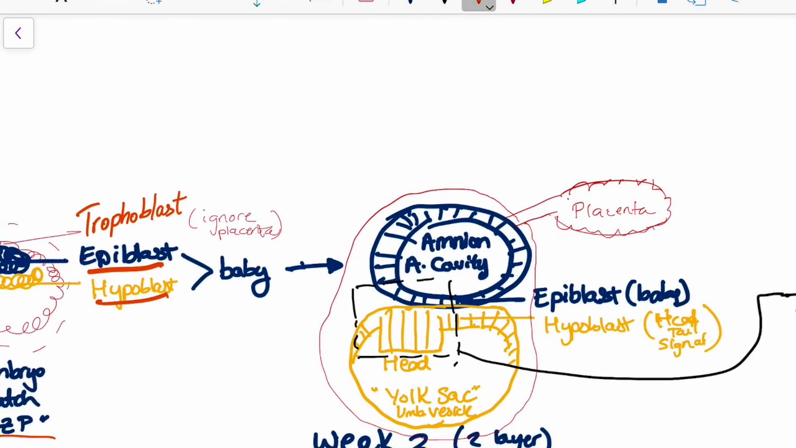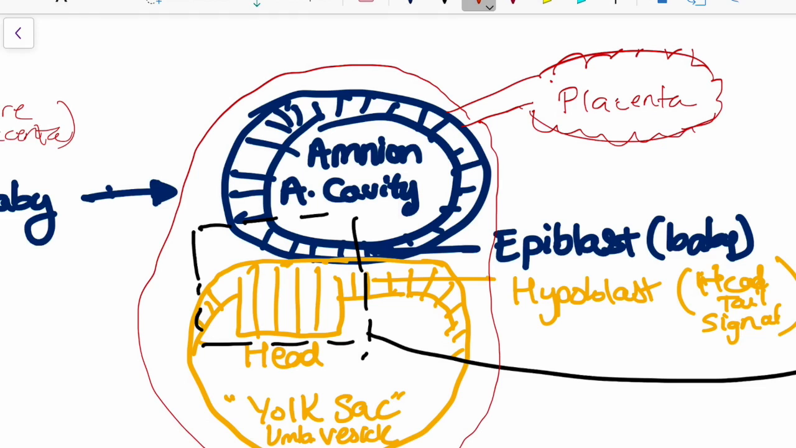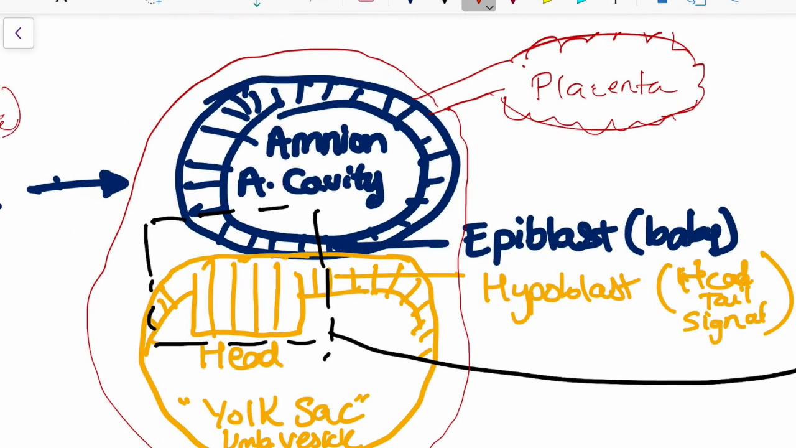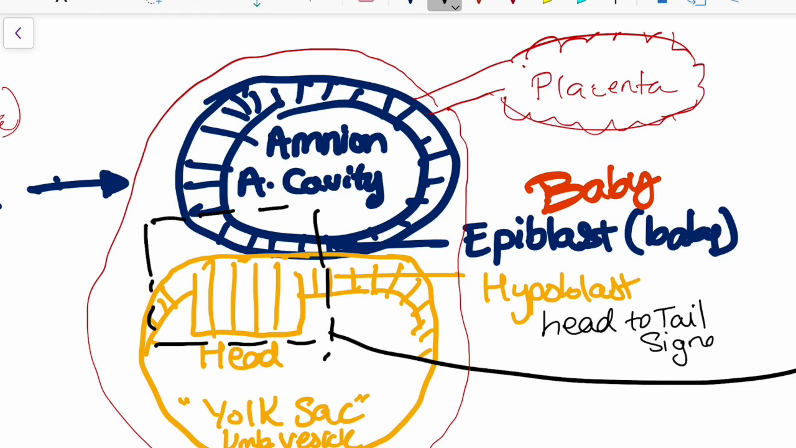So this is happening now in week 2, the bilaminar disc, and you have 2 layers. You have the epiblast up top, and the hypoblast on the bottom. Epiblast makes you the baby. Hypoblast gives us the head-to-tail signal, so it just tells us where our mouth will be and where the buccopharyngeal membrane will be. The hypoblast on the bottom has this thick precordial plate, and that is what we will talk about. So that was our objective, the functions of the precordial plate.